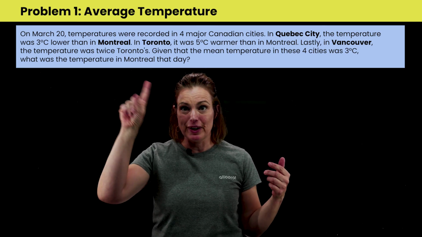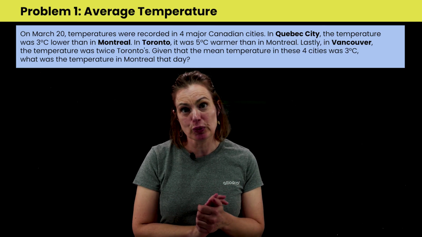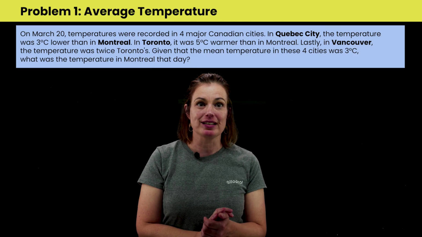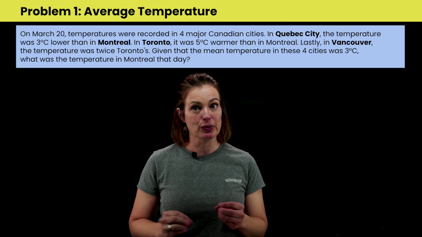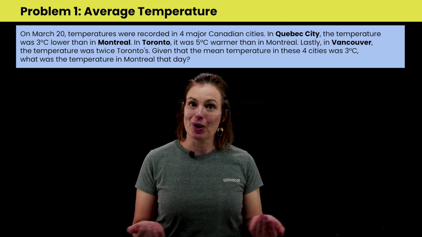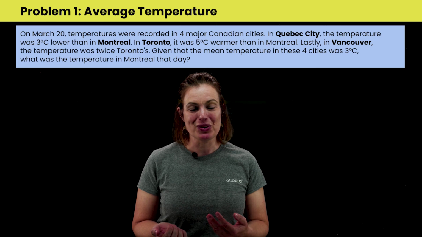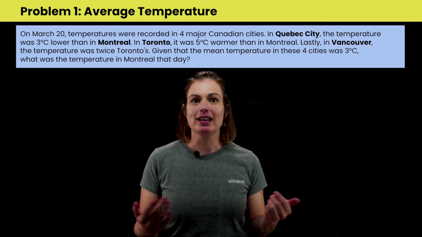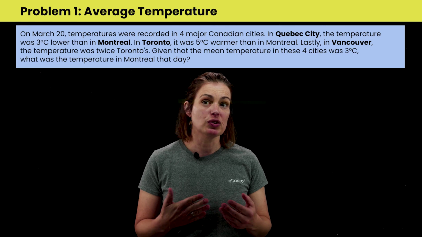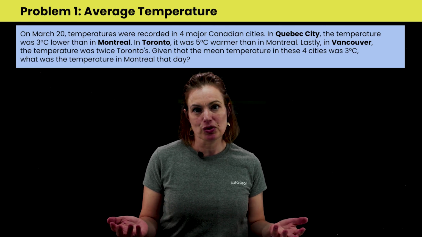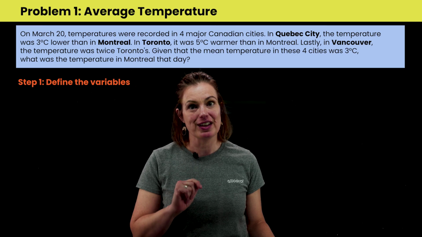We've got right here, on March 20th, temperatures were recorded in 4 major Canadian cities. In Quebec City, the temperature was 3 degrees lower than in Montreal. In Toronto, it was 5 degrees warmer than in Montreal. Lastly, in Vancouver, the temperature was twice Toronto's. Given that the mean temperature in these 4 cities was 3 degrees Celsius, what was the temperature in Montreal that day? Well, the first thing we have to do is define the variables.